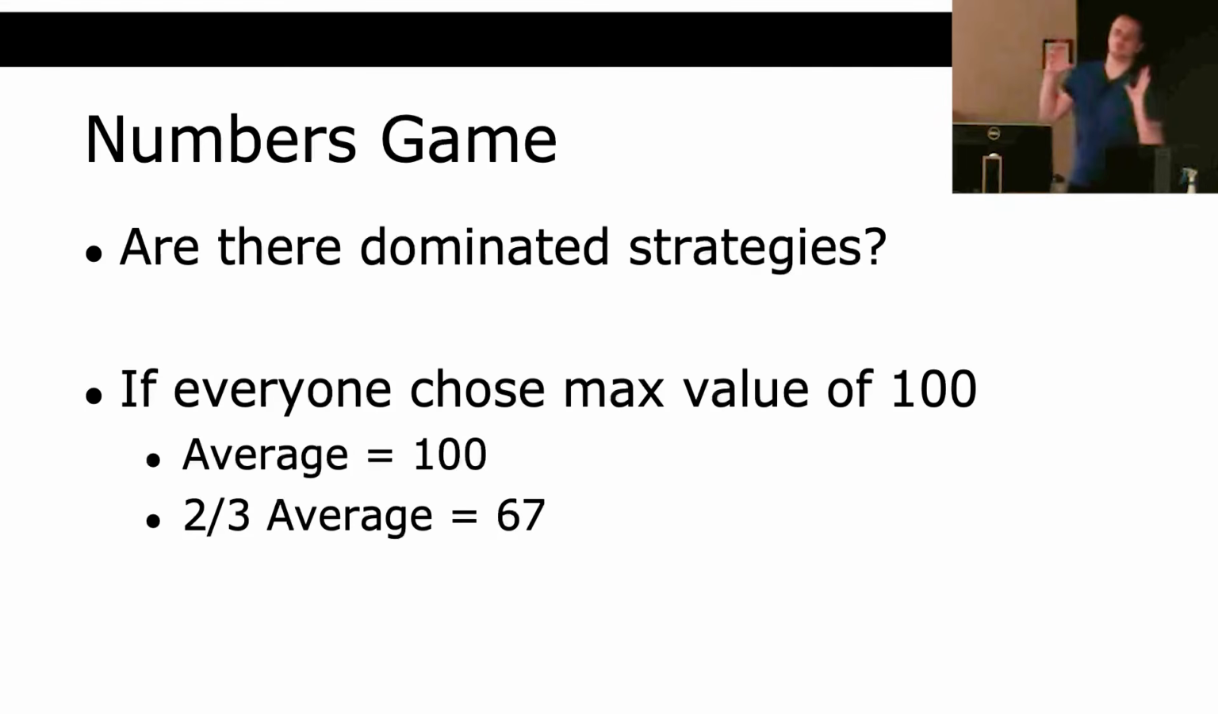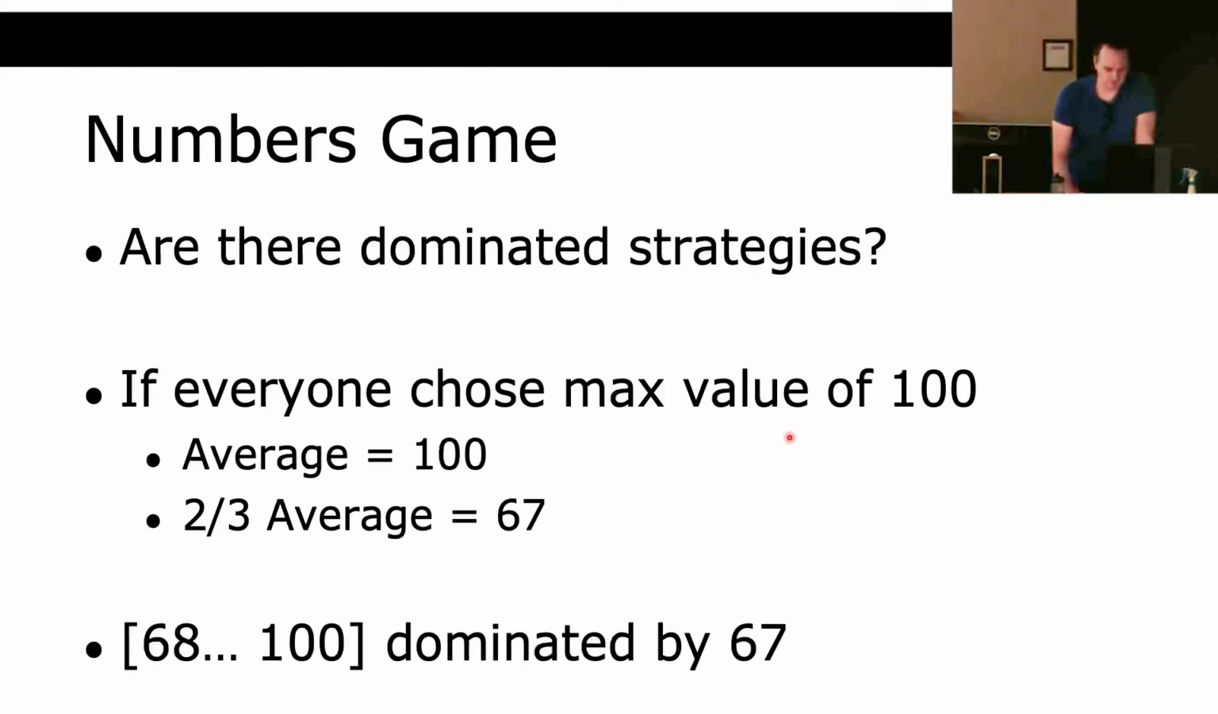Okay, so let's just have a look. If everyone chooses the maximum value of 100, let's try and figure out the highest number that could be two-thirds of the average. We'll just round it to integers for simplicity. So if everyone chooses 100, then the average is going to be 100. So two-thirds of that average is going to be 67, right? So what does better than 100? Everything between 68 up to 99, because 100 doesn't dominate 100.